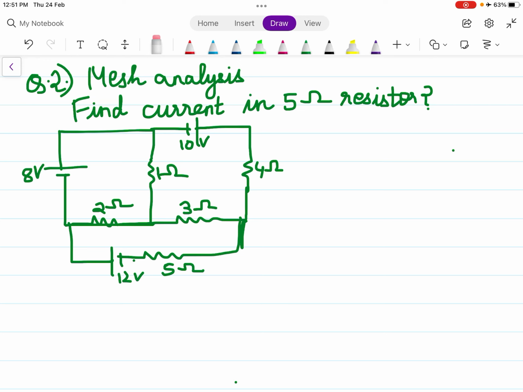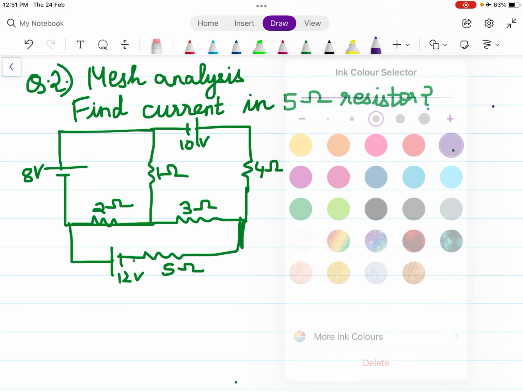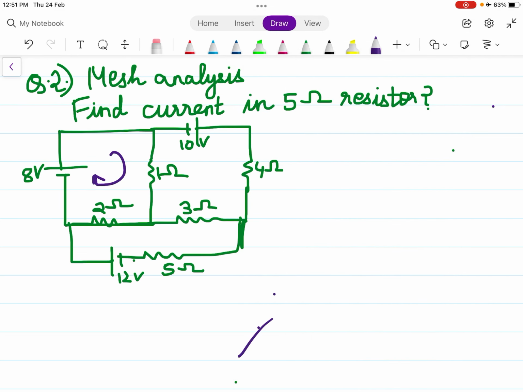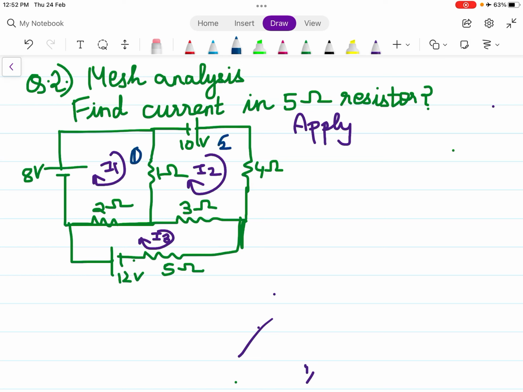So first is assume the direction of current and name it as I1, I2, I3. Assume it in the clockwise direction. Apply KVL to the mesh. So this is mesh number 1, this is mesh number 2, this is mesh number 3.